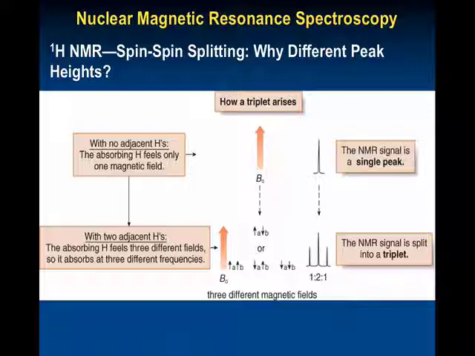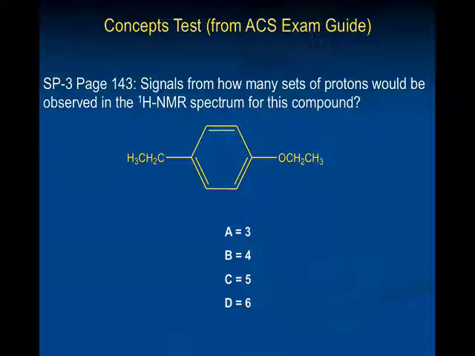Does this make sense? The magnetic field that that proton is experiencing isn't just B0. It's B0 plus the little magnets that are around it. And those little magnets can either be aligned with or against the magnetic field of the NMR spectrometer, right? And so when you look at the possibilities, that's how you end up with these peaks being split as they are, okay? Let's look at a little bit of a concepts test here.